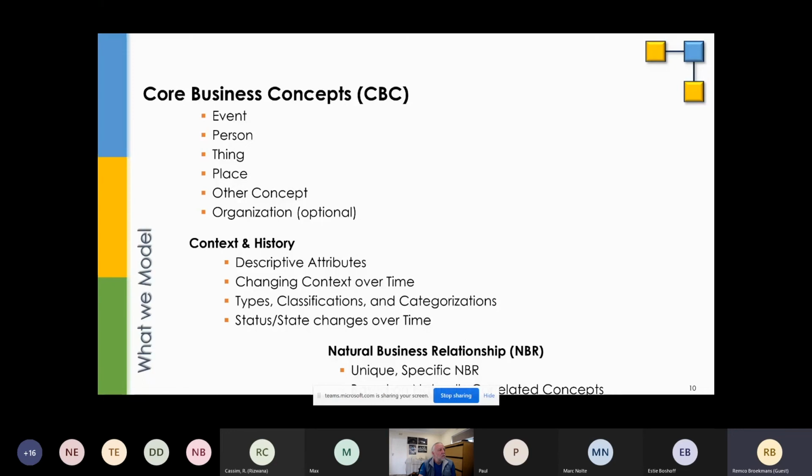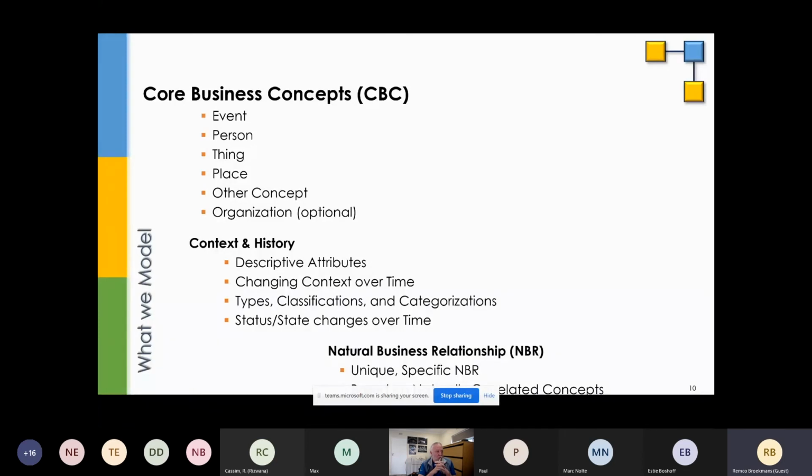We also model context and history, all descriptive attributes. There's a changing context over time, and we have some classifications, like customer group or product category, or status changing. So is your order being fulfilled, yes or no, that kind of stuff. It's all descriptive information on a core business concept, and that's what we want to keep.